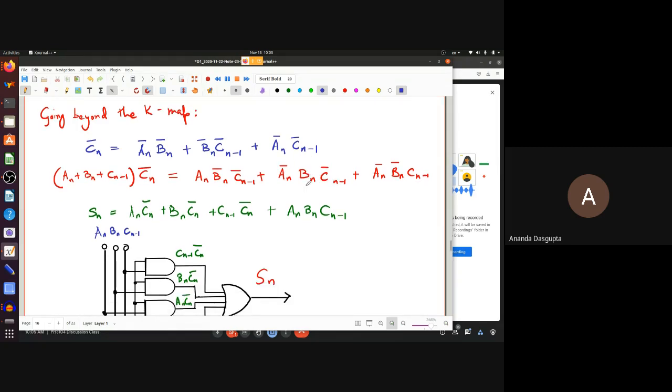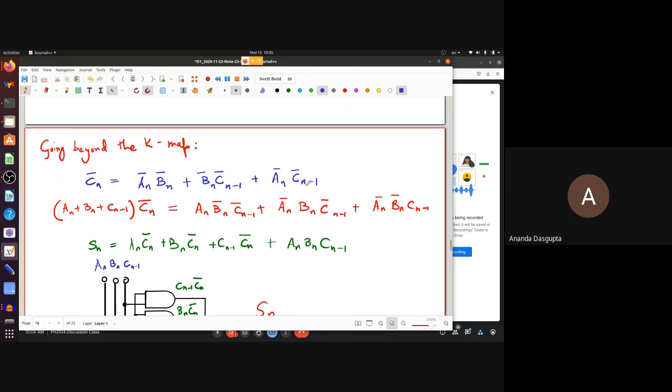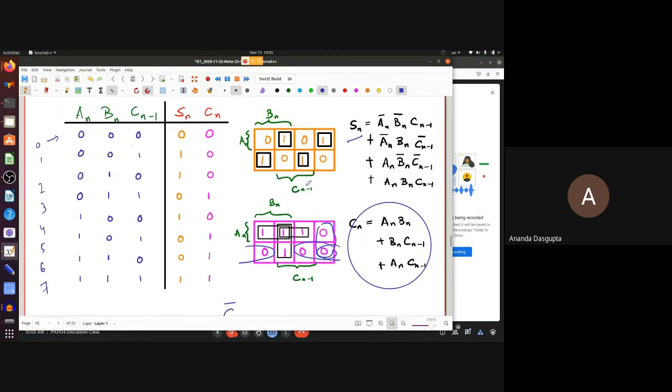So just like Cn is An Bn plus An Cn minus 1 plus Bn Cn minus 1, Cn bar actually happens to be An bar Bn bar plus Bn bar Cn bar minus 1 plus An bar Cn bar minus 1. But that also is very easy to understand just from the basic idea. Remember, we said that the carry essentially is the majority vote, right? Because if 2 or more are ones, then the carry will be high. But when is the carry low?